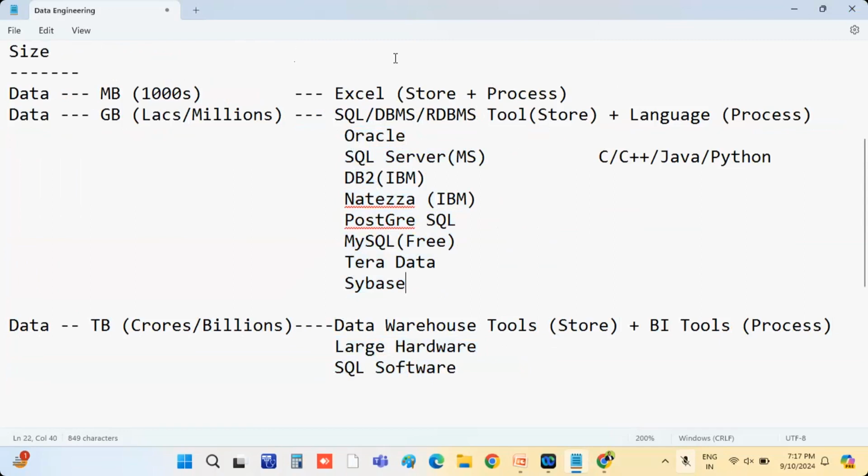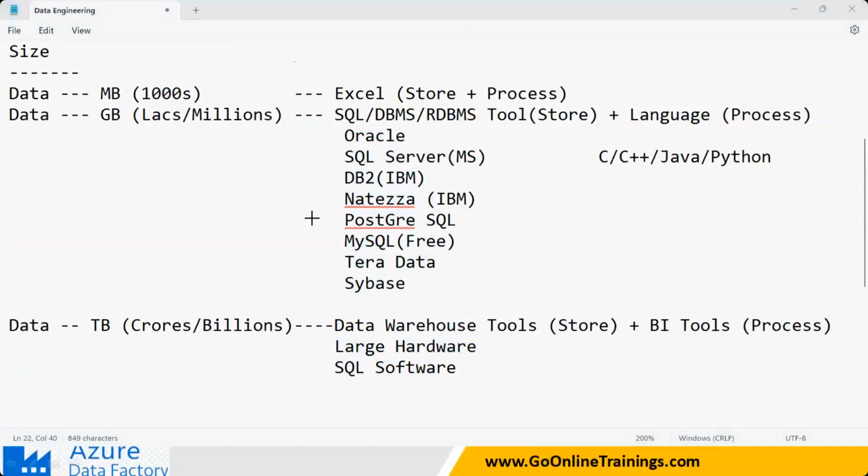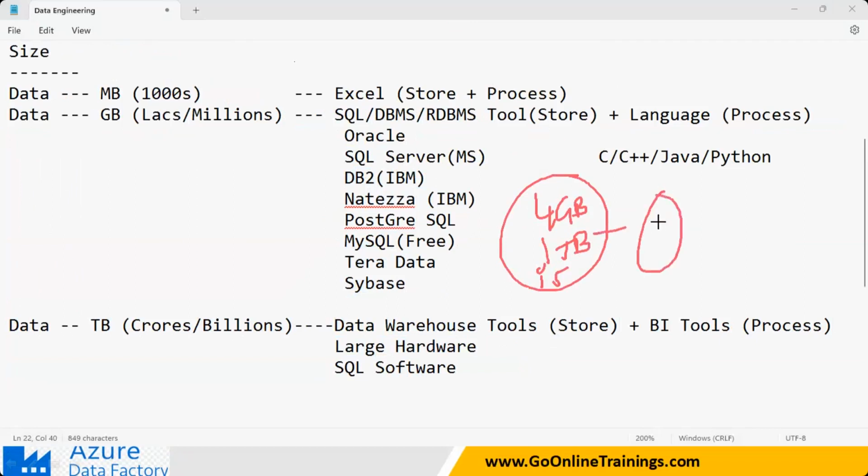Let me give you a simple layman explanation so that you can understand it clearly. For example, I have my computer. My computer has 4 GB of RAM, 1 TB of hard disk, and an i5 processor. Clear? So this is my computer configuration.